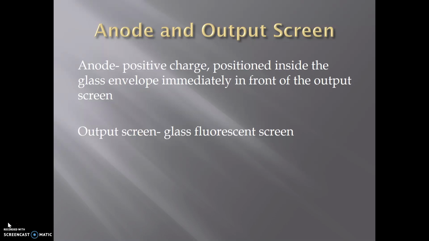The anode and output screen are positively charged, and they are positioned inside the glass envelope immediately in front of the output screen. The output screen is a glass fluorescent screen.